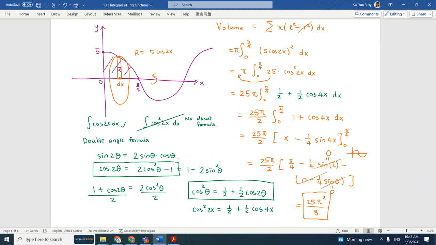Okay? How about some other functions? Maybe secant. If I give you secant, when you square it, oh, nice. When you square it, you get secant squared. Do you have the formula for secant squared? Yes. See, if the function is secant, secant squared is nice. We have the formula for it.